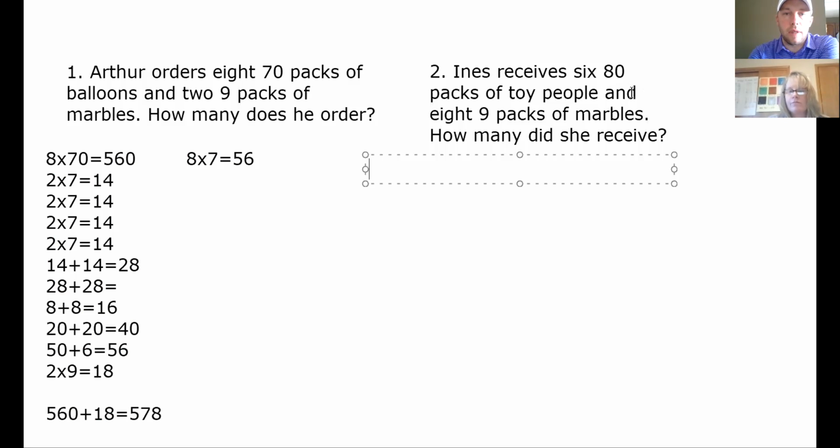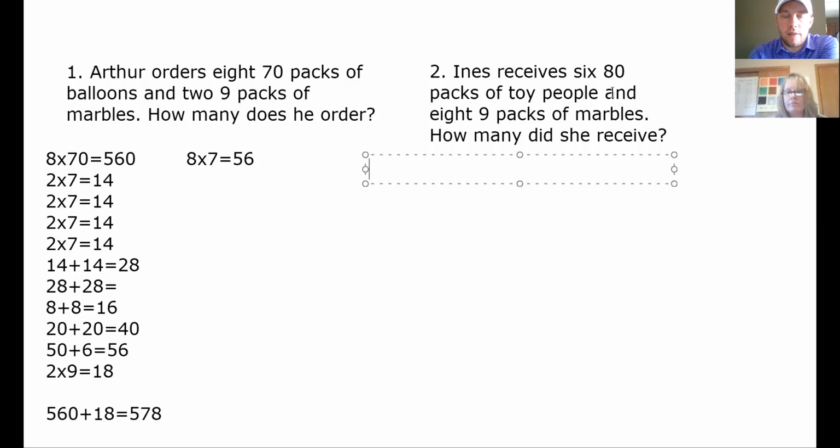And so it kind of gives me a clue of this could either be a combination problem of adding at the end, or you could somehow do a subtraction problem in this as well, if the question said how many more of this did she receive than the other. But in this case, the final question does say how many did she receive. So that does tell me we're going to add at the very end.